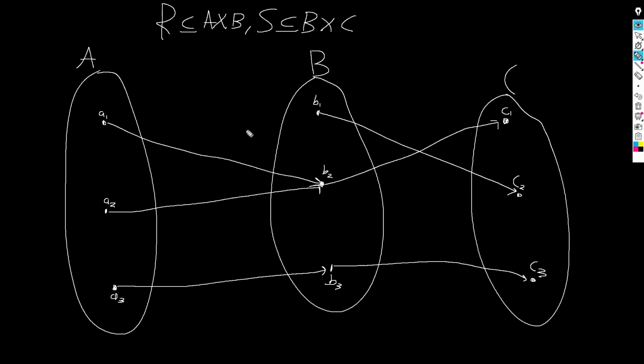And in general, using any picture like this to represent relations, you can only say that, for example, a3 is related to c3 if and only if there is an arrow from a3 to something in B, and then that thing in B has an arrow to c3. Or in other words, you can start from a3 and get to c3 in exactly 2 steps following the edges.